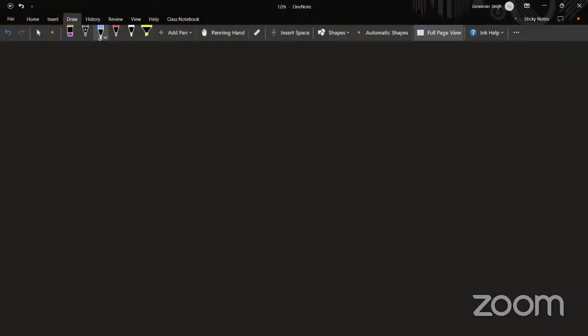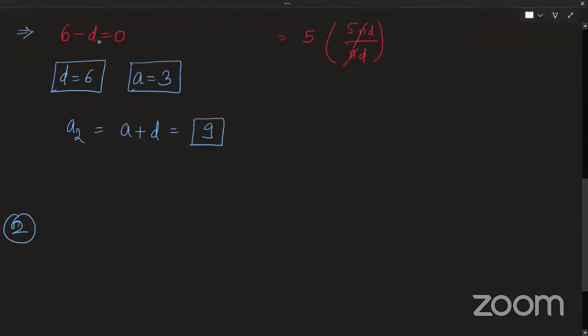So that was it about this question. Can anyone tell me the second question that we were discussing that day? Anyone remembers? The AP's common difference d is not equal to 0. Then the sum of the first three n terms is equal to the sum of the next n terms.